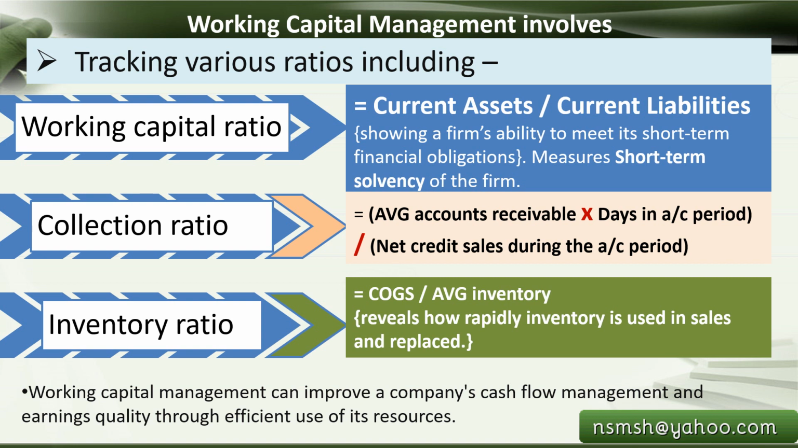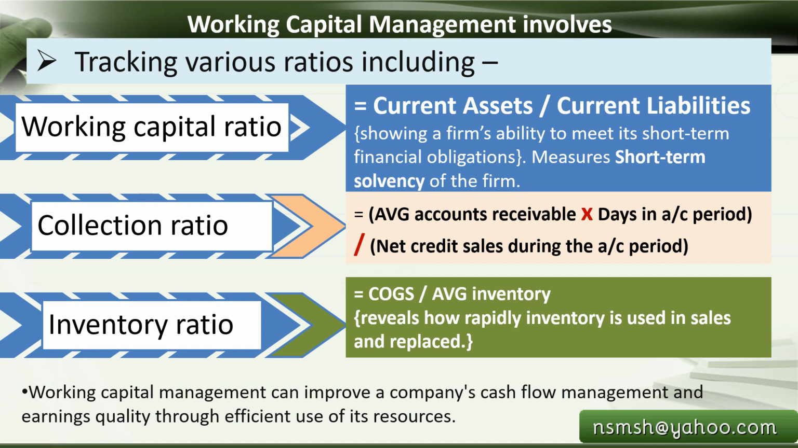The working capital ratio, or current ratio, at 1.0 means current assets equal current liabilities. So below 1 means that current liabilities are more than current assets. It generally indicates that a company is having trouble meeting its short-term obligations. Working capital management can improve a company's cash flow management and earnings quality through efficient use of its resources.